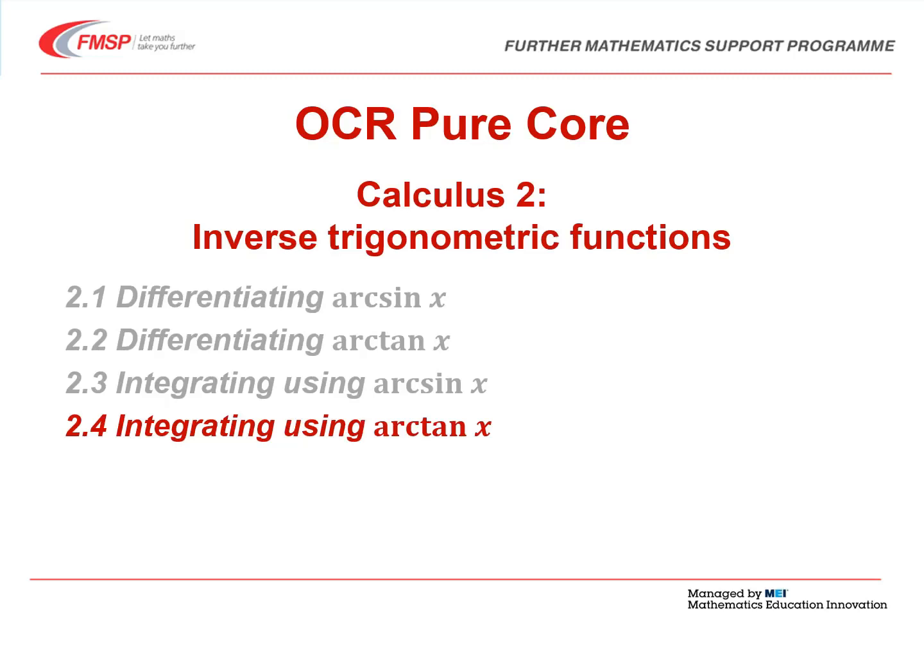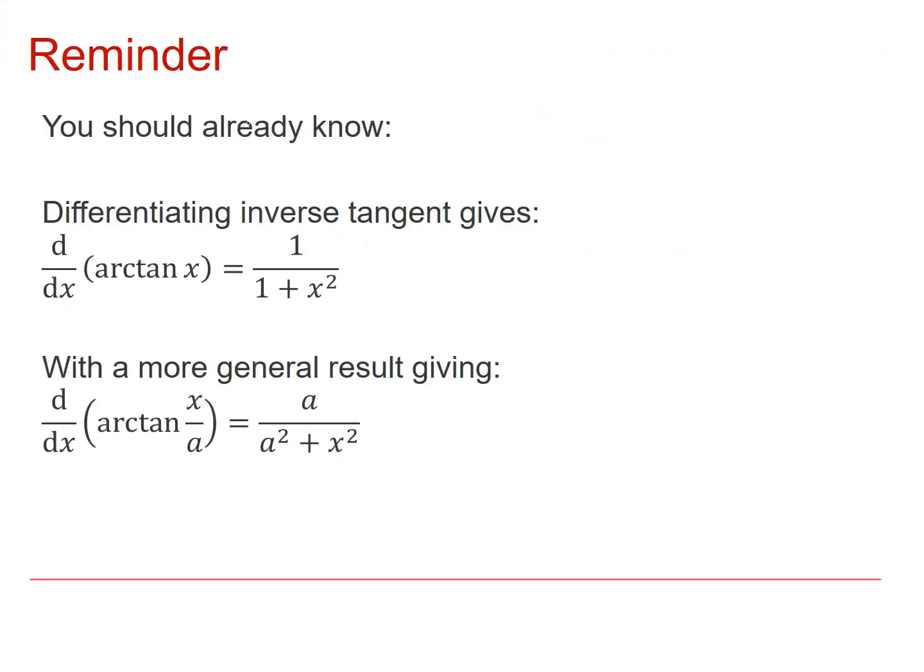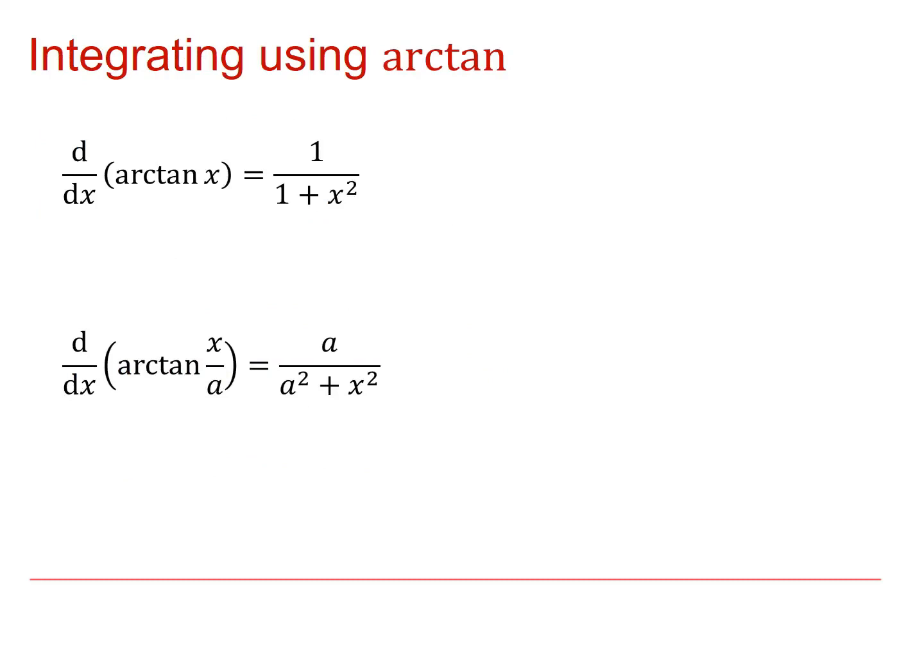This is a video for OCR Pure Core Mathematics, Calculus 2, Inverse Trigonometric Functions, 2.4, Integrating using arctan x. We already know that if we differentiate arctan x, we get 1 over 1 plus x squared, with a more general result being the derivative of arctan(x over a) is a over a squared plus x squared. So how does this help if we're integrating?